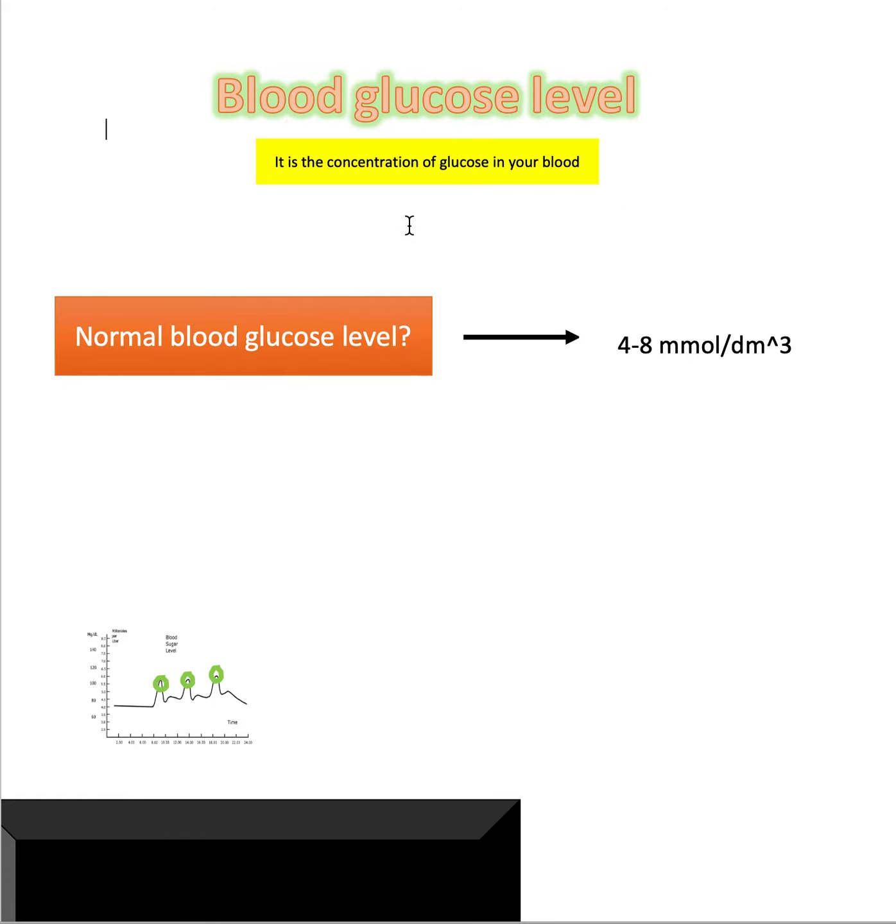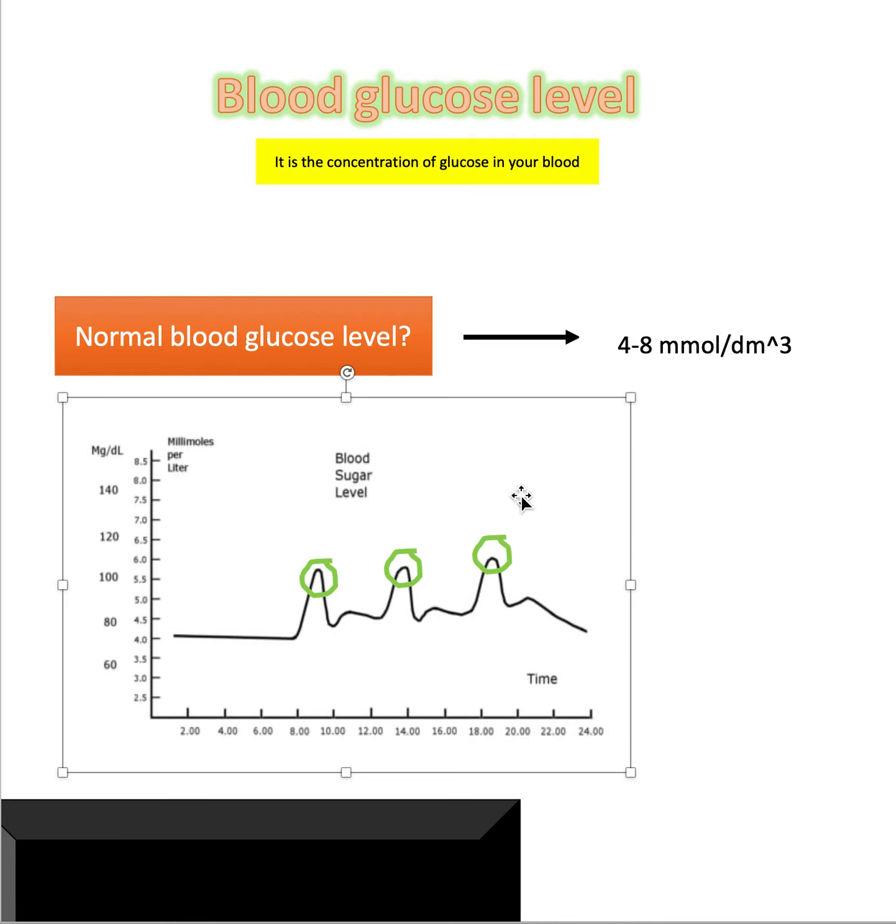So in a normal person, that's the definition. What would you say is a normal blood glucose level? It's actually a range. It's between 4 and 8 millimoles per dm cubed. That unit doesn't matter too much. Just remember that it's a range. And the reason why it's a range will be shown in this graph.